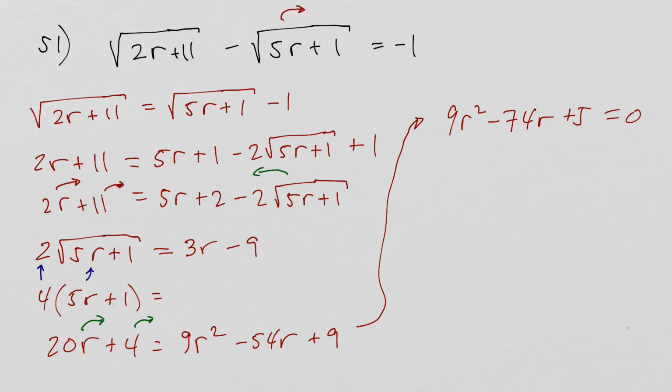Oops, I made a mistake. My last item squared, 9 squared, is not 9, it's 81. Sorry about that. You may have been wondering why I put the 9 there. That should be a plus 81. And then when I bring my 4 over by subtracting it, 81 minus 4 is 77. So this is a plus 77.